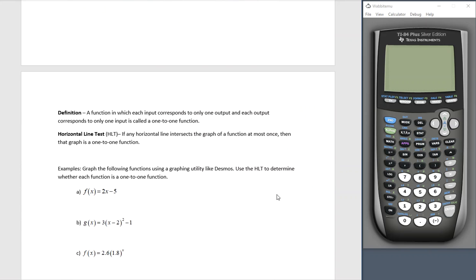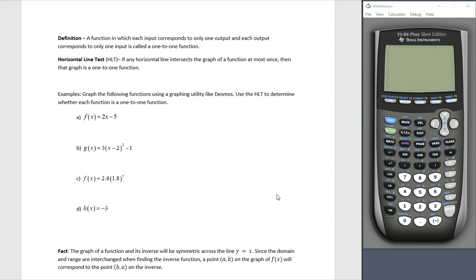Okay, horizontal line test. A function in which each input corresponds to only one output and each output corresponds to only one input. This is the key right there. It's called a one-to-one function. So we know that each input can go to only one output. That's what makes a function. But now we're saying each output could only come from one input. And there's a specific reason why we want to do this.